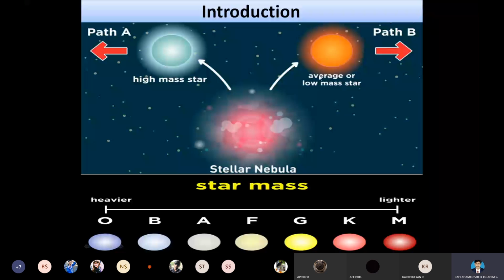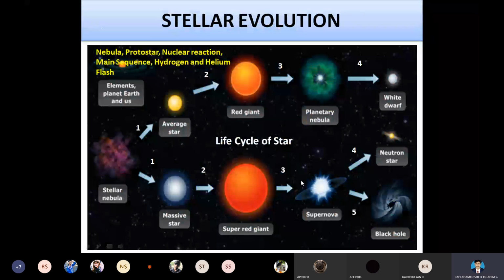So for this, let's see the structure. This is the total life cycle of the star. It starts from the stellar nebula, which is the initial stage. As we all know, what is a stellar nebula? Nebula is a mixture of molecules.